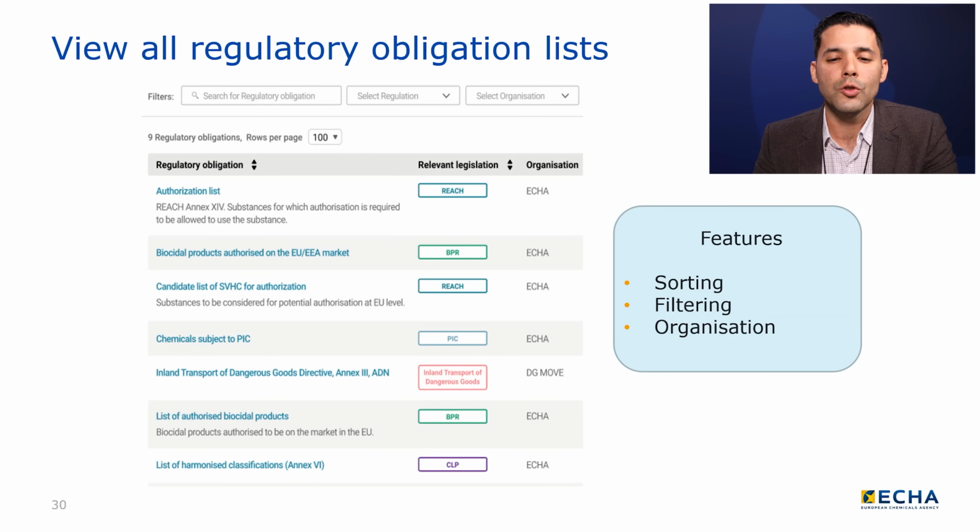Now, imagine that you select on the landing page to view all regulatory obligations. Here, you will be presented with the collections of all available lists. Through the list titles, you can navigate to see the full content of that specific list. In the first version of the data availability system, we will make available standard sorting and filtering features to assist you in finding the information you need.